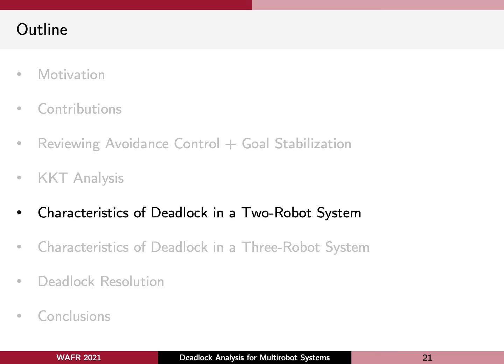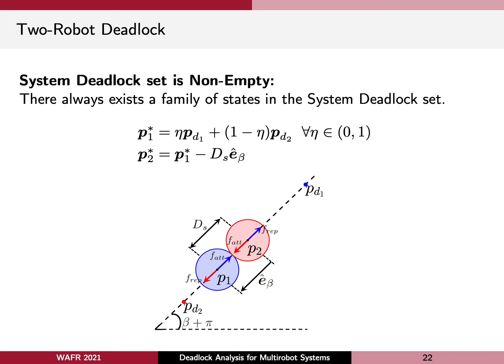So let us consider a small number of robots. We'll start with 2. 2 is the least we need to call it a multi-robot system. The first property of 2-robot deadlock is that the system deadlock set is non-empty. We can always find candidate positions of robots 1 and 2 that will satisfy the criteria of these robots being in deadlock. This picture shows one candidate position where the robots are collinear with the goals and all forces balance along this line.